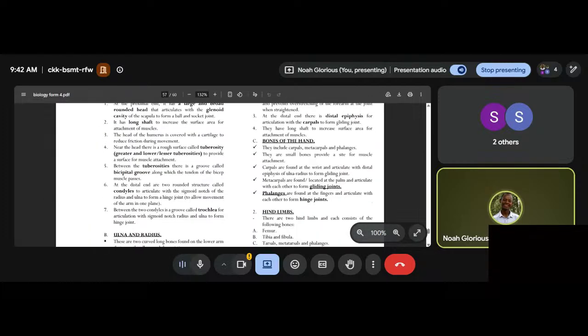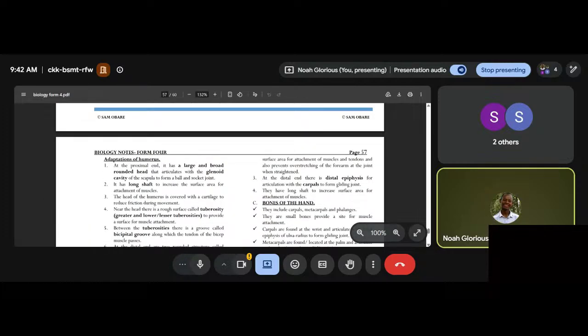And then it has a long shaft. The function of the shaft is for attachment of muscles, and also for the attachment of ligaments to bring about movement, to attach bone to bone. The head of the humerus is covered with cartilage. That is to reduce friction. Cartilage is like a soft bone.